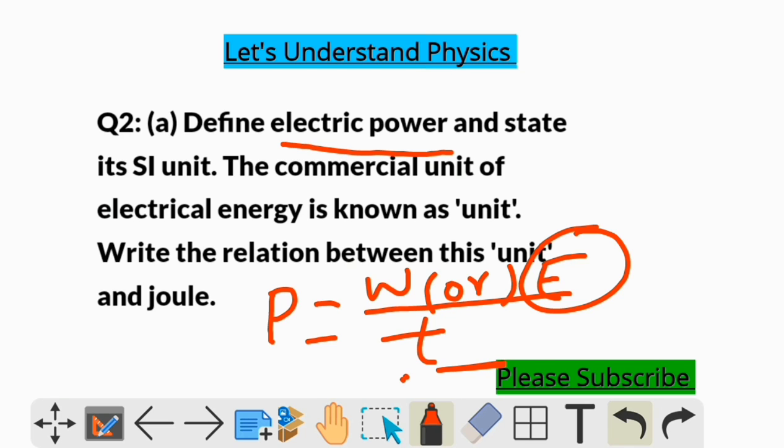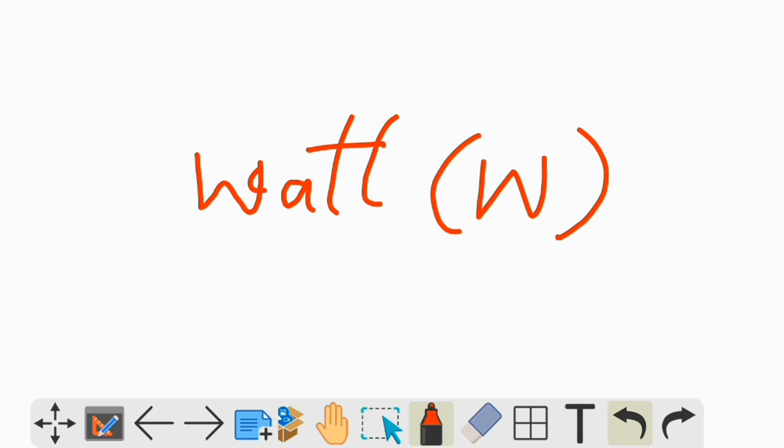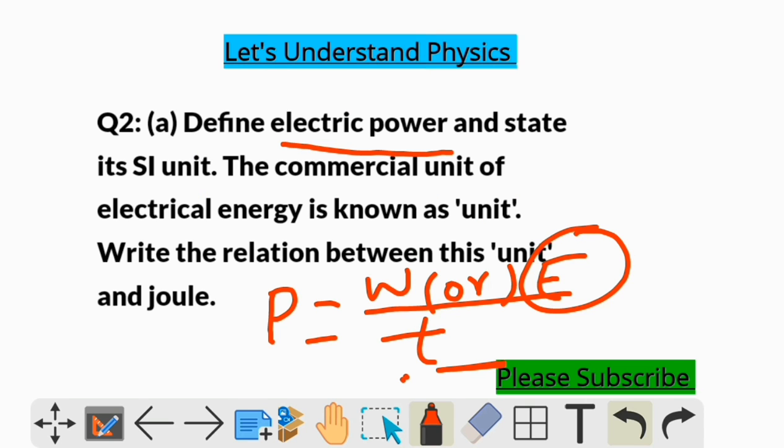What is its SI unit? Electric power SI unit is watt. Its SI unit is watt. When you are writing it completely, you have to write a small letter w, and then capital W is the unit symbol. Okay. And then the commercial unit of electrical energy, what we call as unit. That unit and joule, what is the relationship they are asking? Okay. Now we have one more formula for power, isn't it?